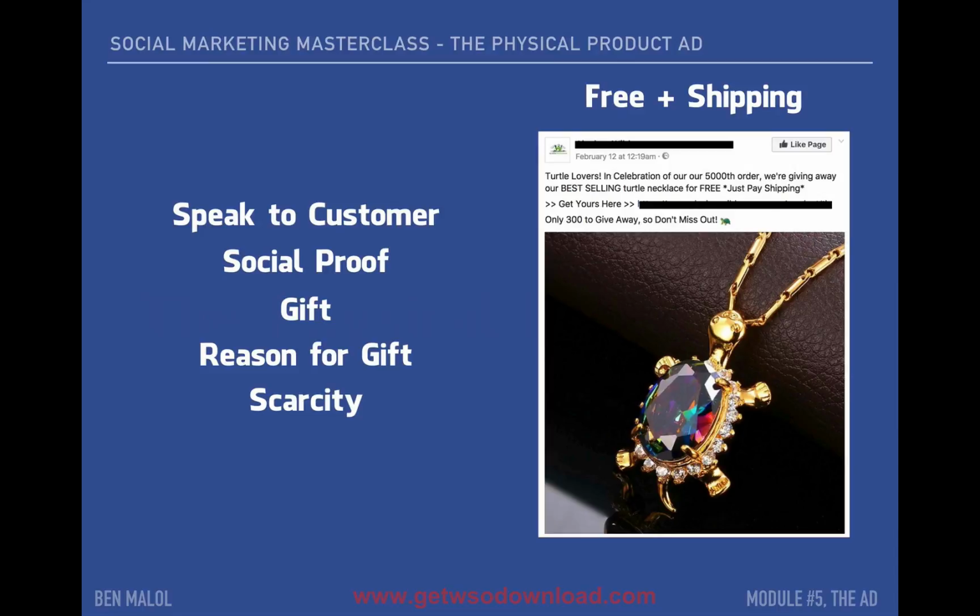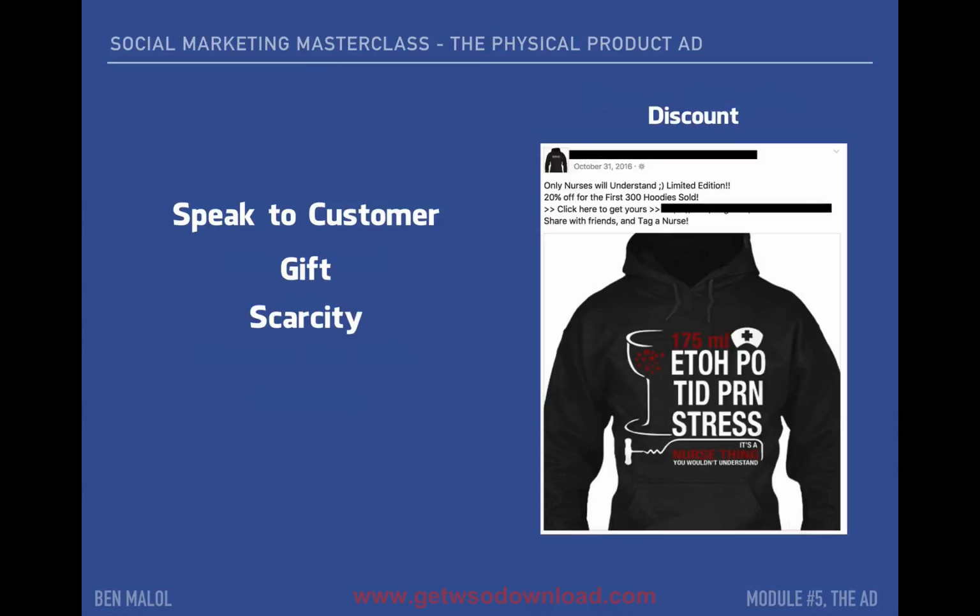And, of course, scarcity, right? Only 300 to give away, don't miss out. And the link, of course, which is basically the same structure that we went over. It's exactly the same structure. It's a bit different, of course. You take the structure and you change it depending on who your customer is and what you're selling. So here, for example, there's no reason for the gift. There's no social proof. There's only speaking to the customer, gift, and scarcity. It doesn't mean that it's not going to work. You don't always have to use all your cards, right? You can use some of them.